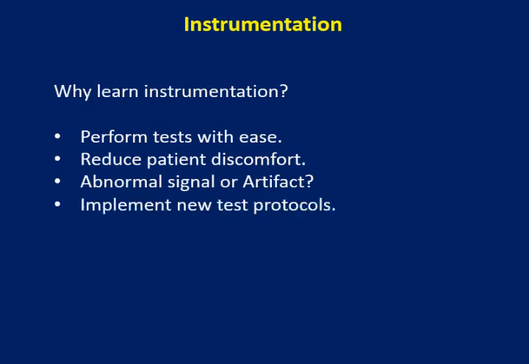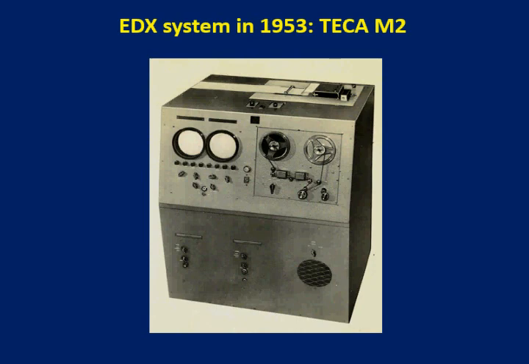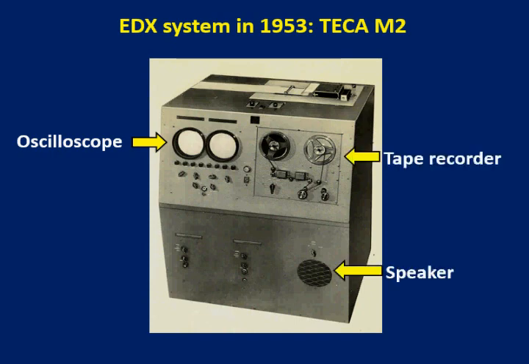As new methods of recordings and analysis are developed, the operator familiar with instrumentation can implement those techniques in his or her practice. The EDX instrument has evolved over the last 7 decades. In the early 50s, the EDX system was used mostly for needle EMG. In this system from 1953, we find an oscilloscope to display signals, a speaker to listen to their sound, and a tape recorder to make an analog copy of the potentials.